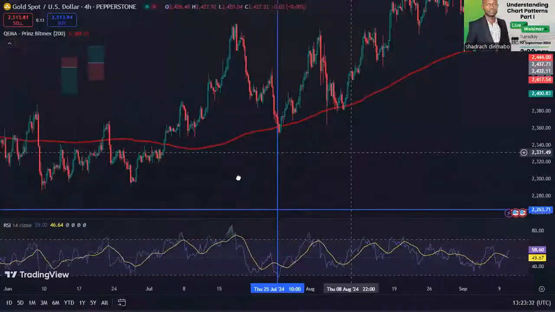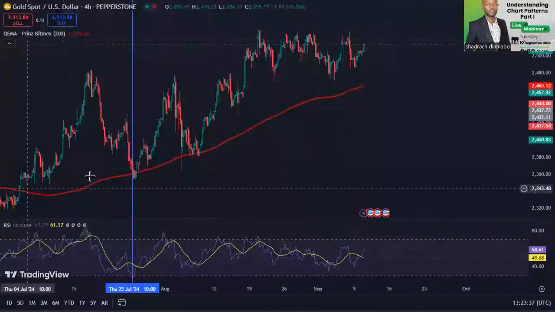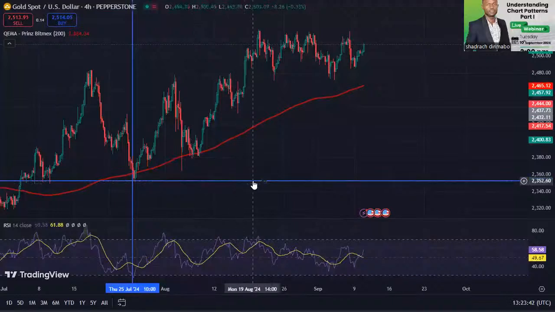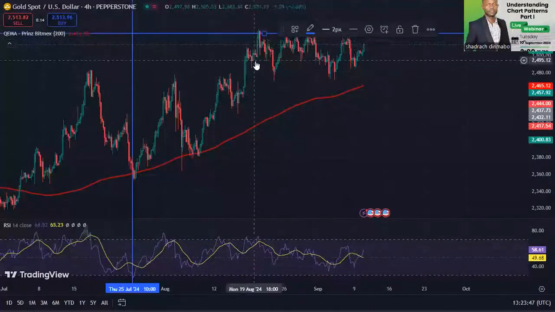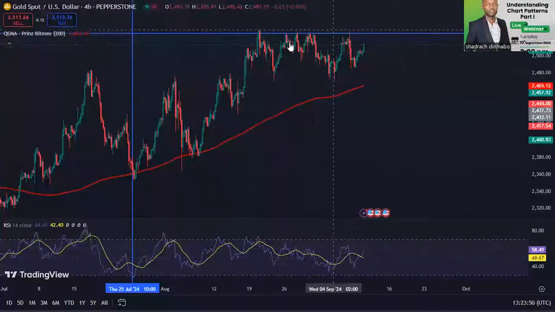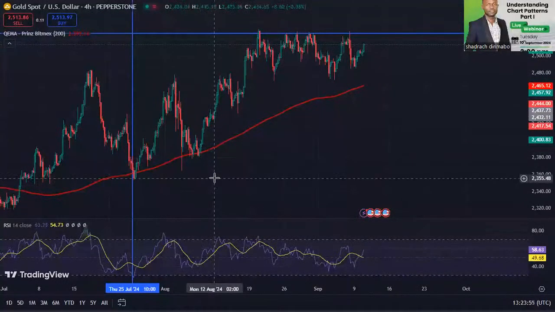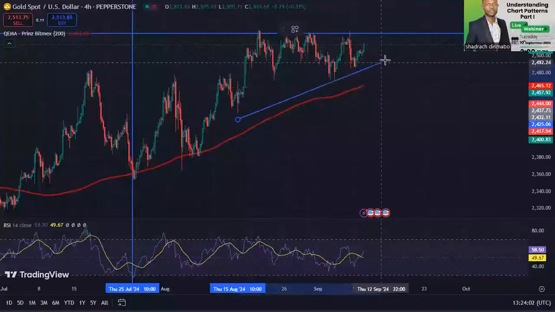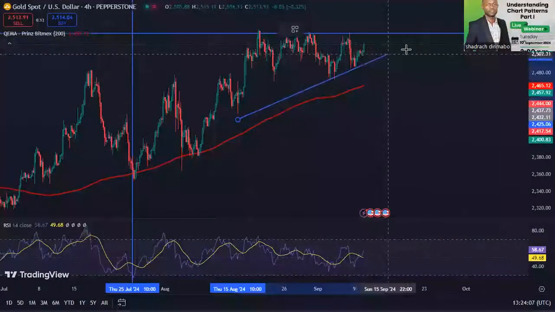All right, so let's see. For instance, guys, let's look at this one. All right. Let's look at this one. If you watch, we have an horizontal resistance level here. Okay, this is an horizontal resistance level. Is that okay? And then here you could see what the market is doing.